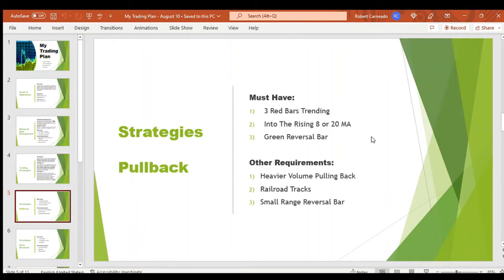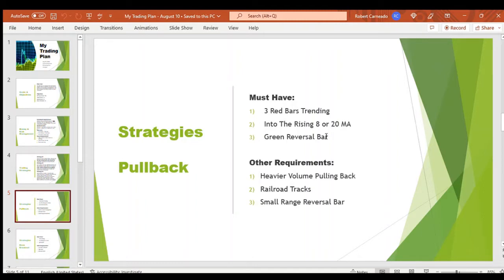So that's what I mean by triple leverage. So anyway, we're only going to use two strategies. I'll go over them really quickly here and we'll get to the chart from today. First, the pullback strategy. We want three red bars trending, obviously pulling back into the rising 8 or 20 MAs. I use the simple MA, 8 SMA or the 20 SMA, and a green reversal bar.